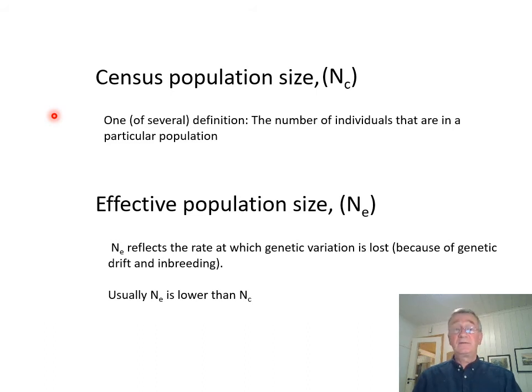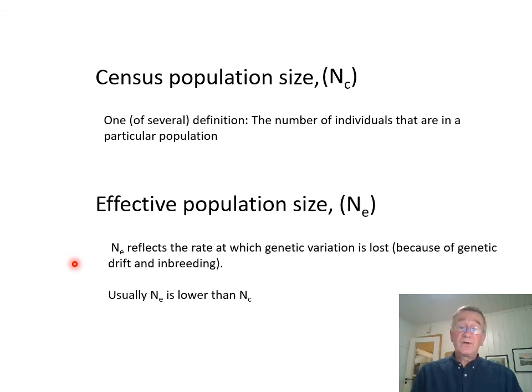That's quite easy, we think. It's just to count the number of individuals. We shall see later that it's not always that easy, but well, the number of individuals. But the effective population size is sometimes a little bit more complicated, maybe, but it's more interesting or more accurate, because the NE, or the effective population size, is something that reflects the rate at which genetic variation is lost because of genetic drift and also inbreeding.